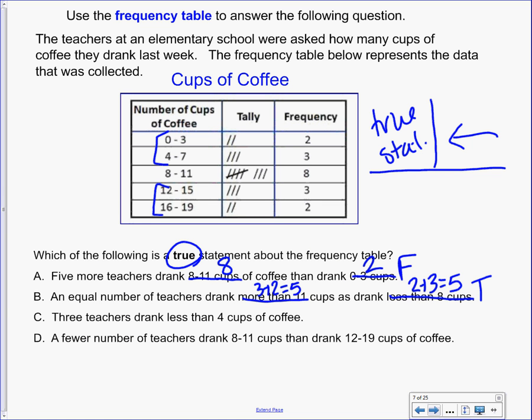C: 3 teachers drink less than 4 cups of coffee. Well, less than 4 would be 2. 3 is not equal to 2, so that's false. D: A fewer number of teachers drink 8 to 11 cups than drink 12 to 19 cups. 8 to 11 cups would be 8. And 12 to 19, I would be adding 3 plus 2, which equals 5. 8 is not less than 5, so that's a false statement. So my answer would be B.